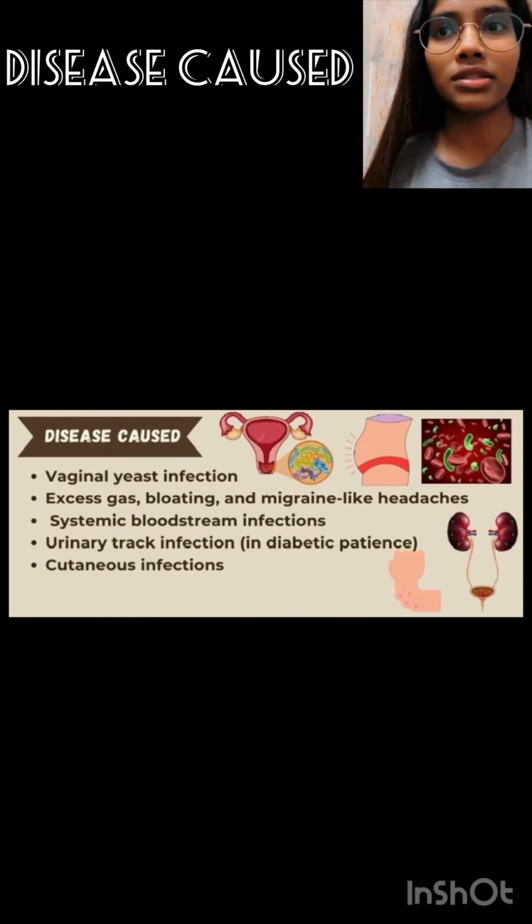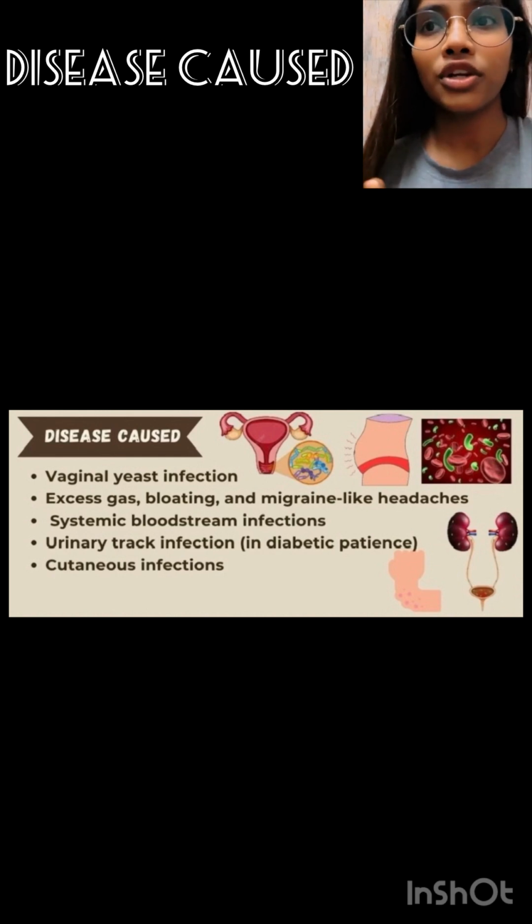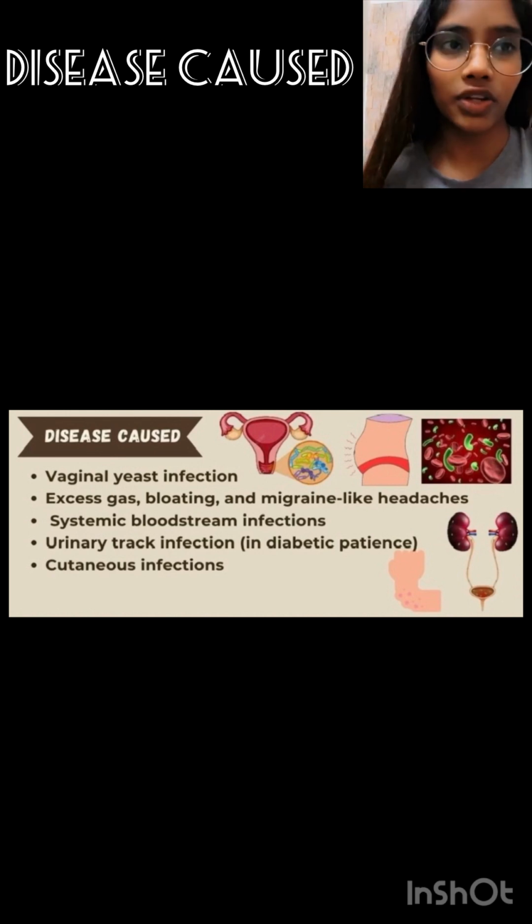The third one is systemic bloodstream infection. The fourth one is urinary tract infection, and this is mostly caused in diabetic patients. And the last one is cutaneous infection, which is a sort of skin disease.